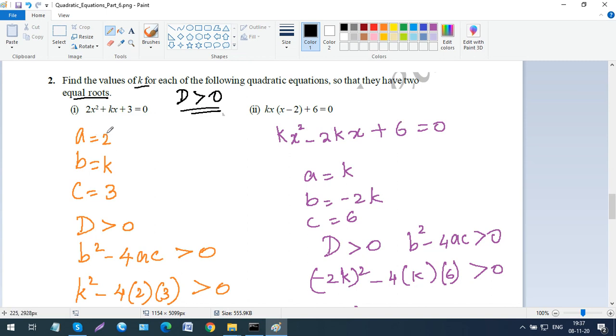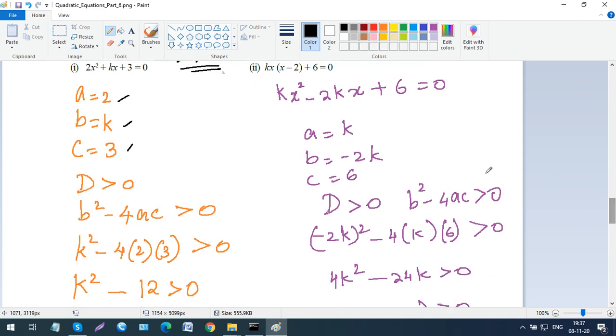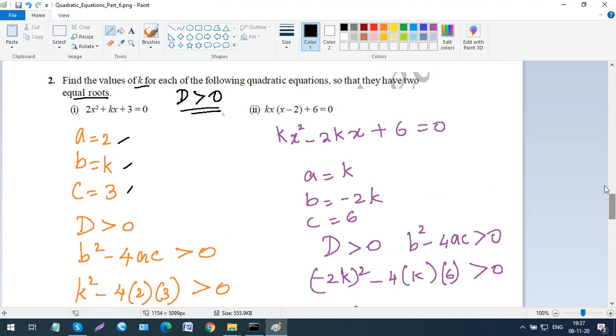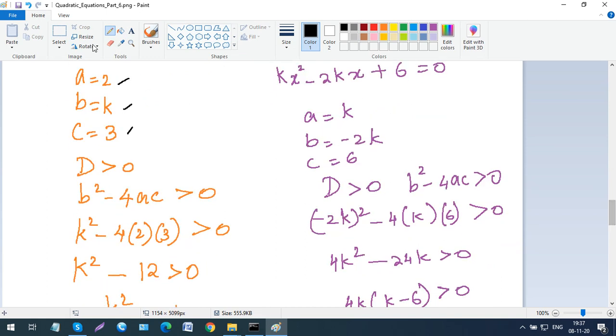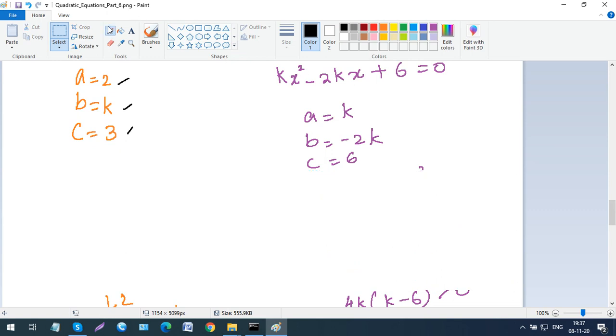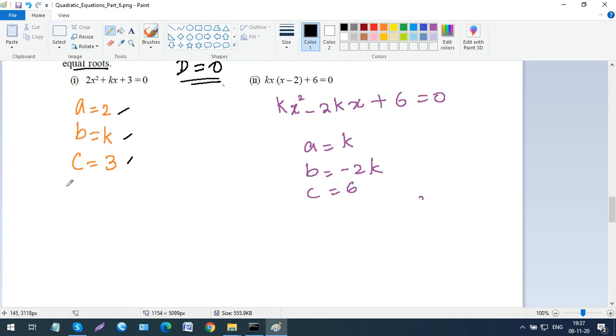So first let's write down A, B and C. A is 2, B is k and C is 3, and it should have two equal roots. So if it is having two equal roots, D should equal 0. Let me show you how to solve this. D equals 0 is the condition, and D is B square minus 4AC, which should equal 0.